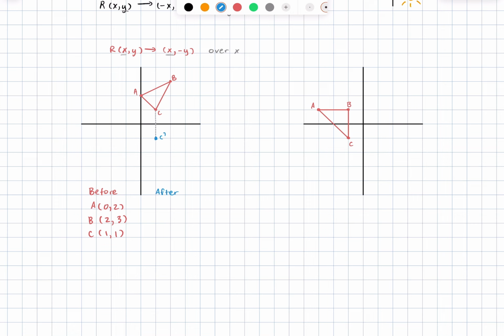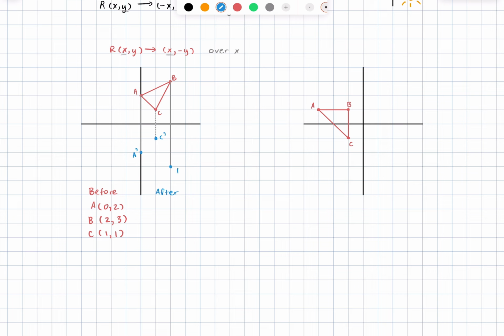Now let's do point A. We see that this is 2 away from the x-axis, so I'm going to go vertically down 2 units, and I end up over here at 0, -2. So this is A prime. And then last but not least, point B, which is 3 units from the x-axis. So I'm going to go 3 units down right here to positive 2, -3.